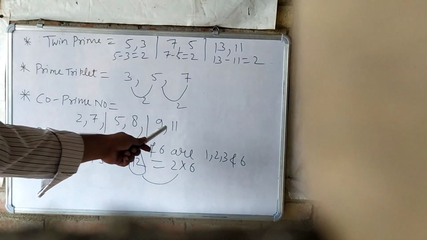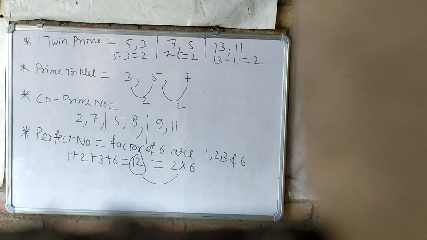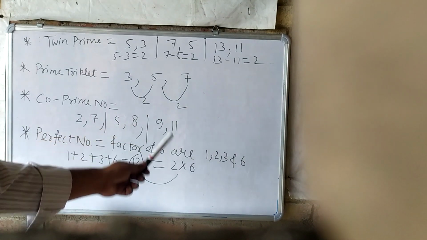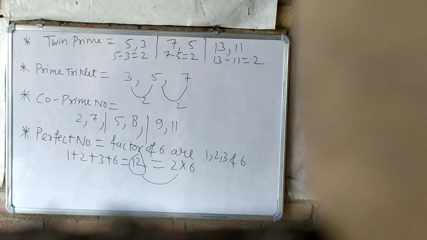Understand? 9 and 11. 9 is not a prime number. Understand? It is divisible by 3. But 9 and 11 both have one common factor, that is 1. Understand? So this type of example makes it clear what co-prime numbers are. Which have only 1 as a common factor.